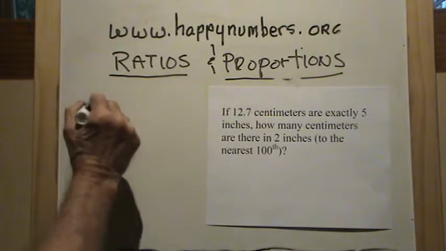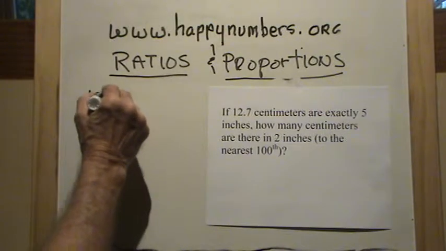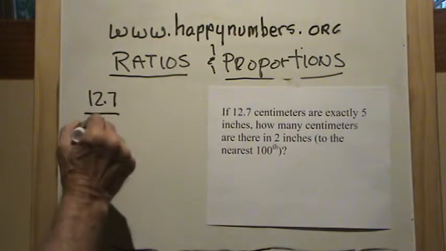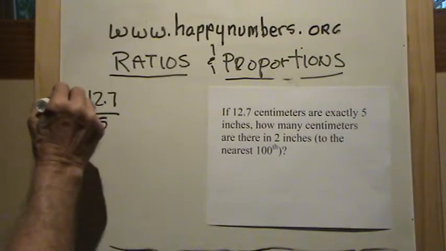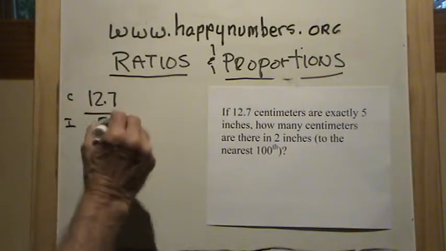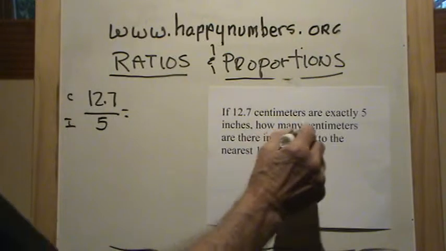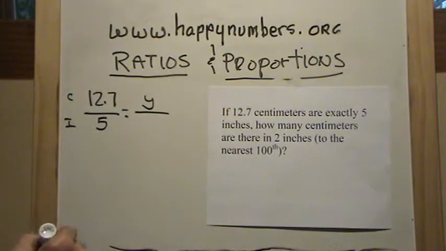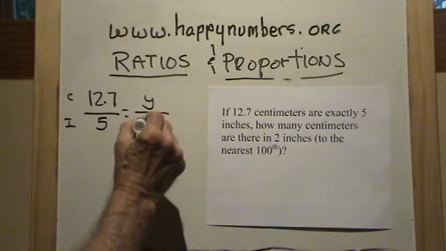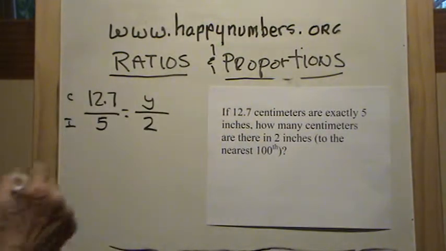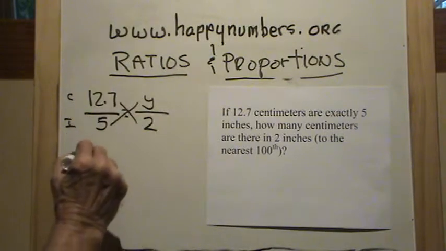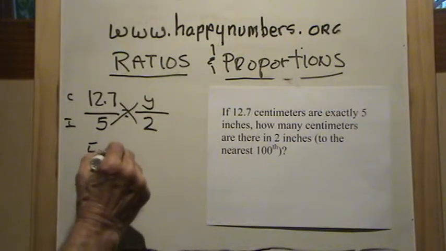Okay, 12 7/10 centimeters are exactly 5 inches. So we have centimeters on the top, inches on the bottom, is equal to how many centimeters? Well, we don't know. We'll put y in 2 inches. Okay. Now we can use our cross products. 5 times y is 5y.